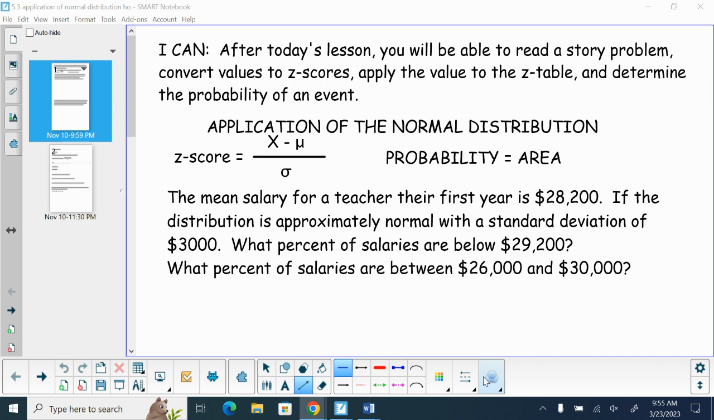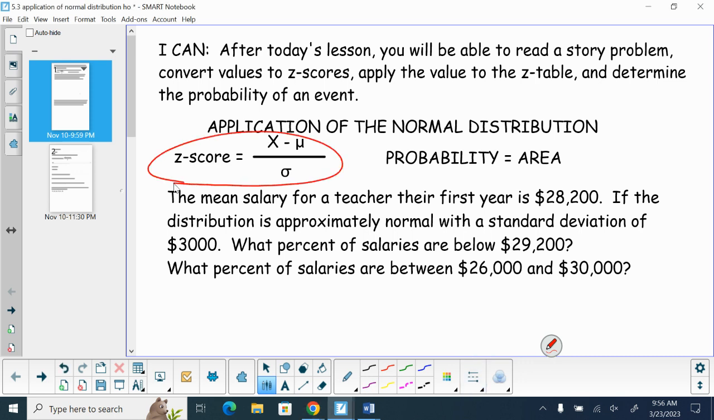Now remember, when we're talking about a Z value, your Z value is calculated by value minus mean divided by standard deviation. That's how we calculate our Z value.